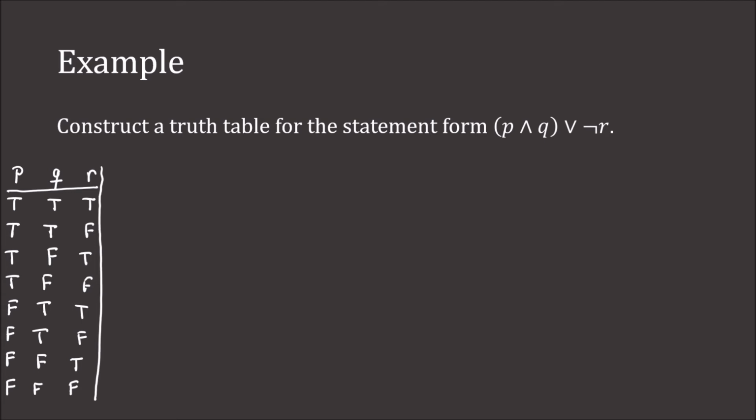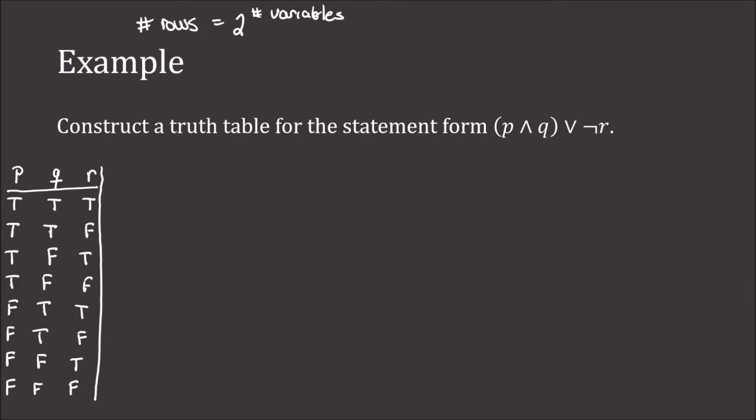Notice that in general, the number of rows in the truth table will equal 2 to the number of statement variables. So in this case, we had 3, so the number of rows we have is 2 cubed, which is 8. 1, 2, 3, 4, 5, 6, 7, 8.